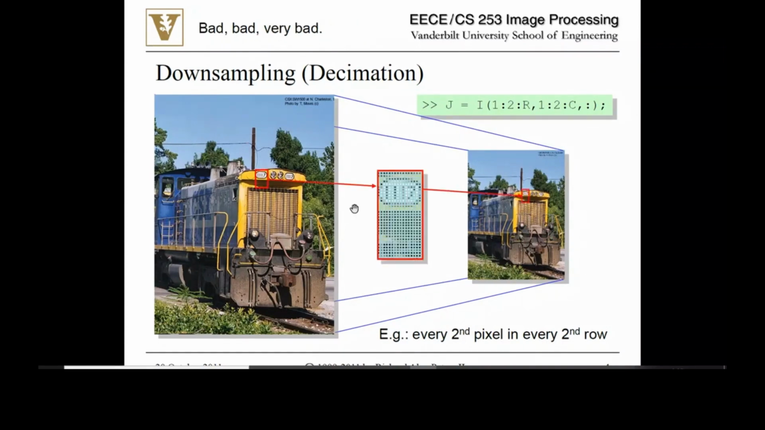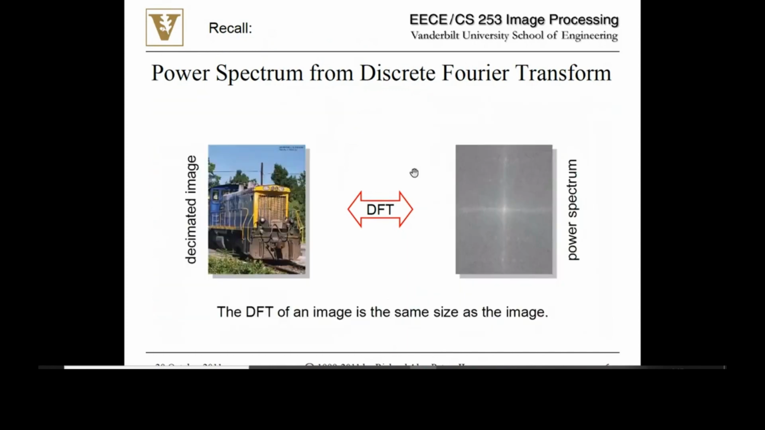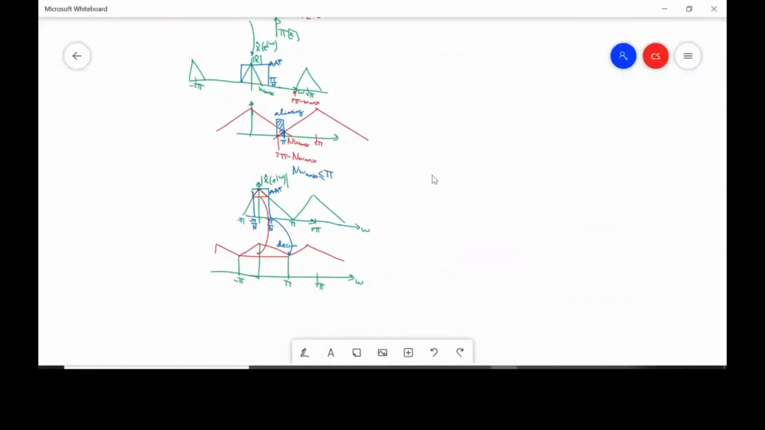So this is the original image. This is the discrete Fourier transform, and then the decimated image will have a discrete Fourier transform that has twice fewer coefficients than we had at the beginning, twice in each direction, so it is 4 times fewer.